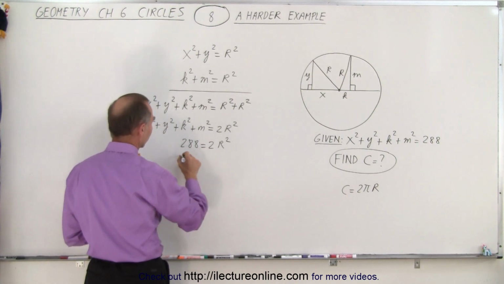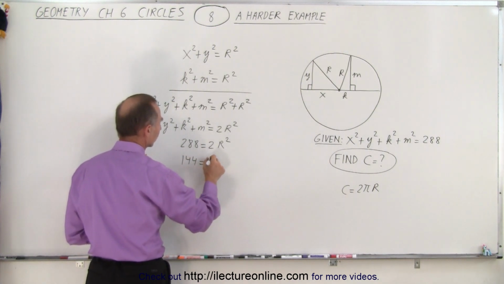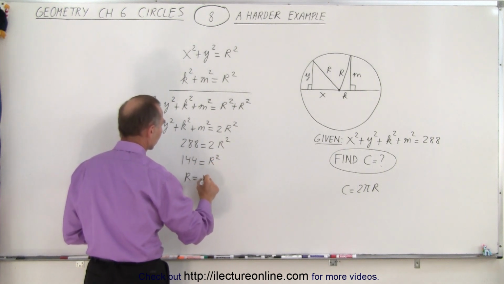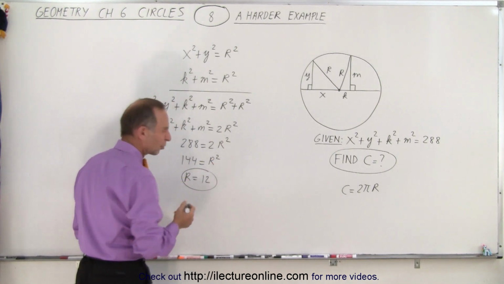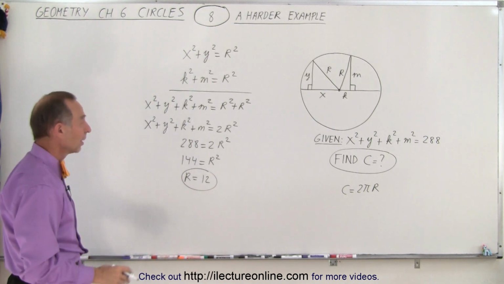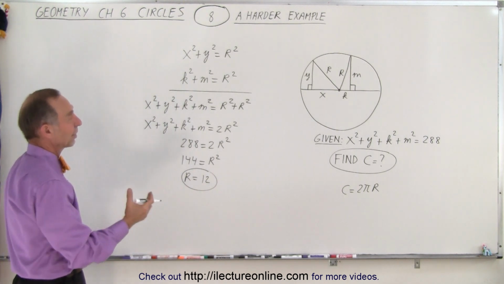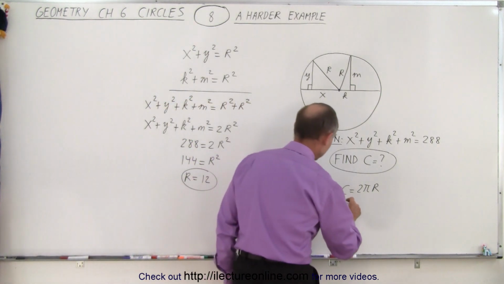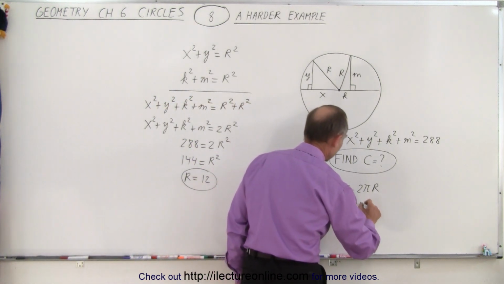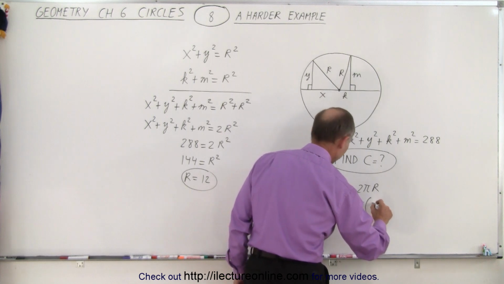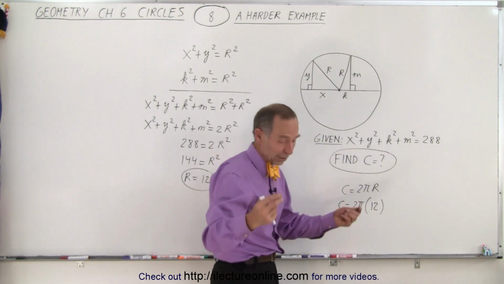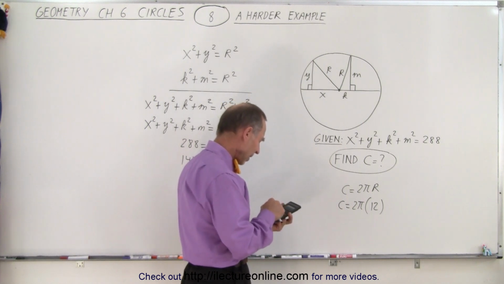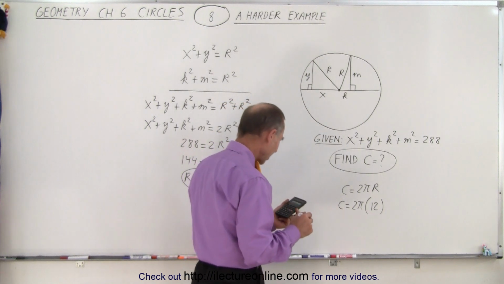Divide both sides by 2, I get 144 equals r squared, or therefore r equals the square root of that, which is equal to 12, because 12 times 12 is 144. Now I know the radius, and once I know the radius, I can find the circumference. So now I can say that the circumference is equal to 2 pi times the radius, which is 12, assuming it's centimeters, whatever it may be. And so we get 24 times pi, that is 75.4.